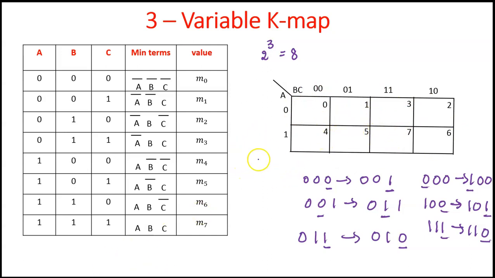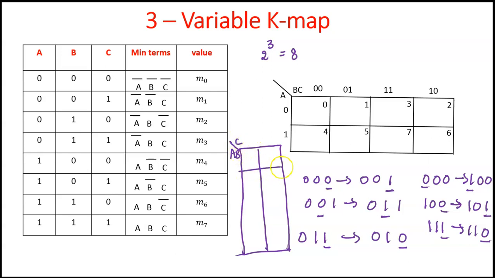Similarly, we can draw another structure like this. We can draw this type of combination also. So this is AB and this one is C. This is 0 and 1, and this is 0 0, 0 1, 1 1 and 1 0. This type of structure also we can draw for the 3 variable K-map, and this type of structure also we can draw for the 3 variable K-map.